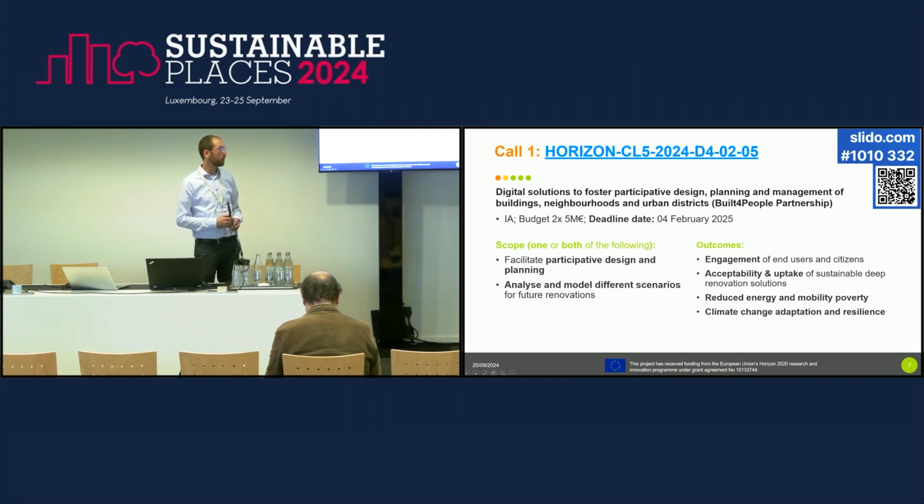should be engagement of the end users and citizens, acceptability and uptake, very important. So we talked about lots of barriers that are there. So how can we make sure that that acceptability and uptake is large? Reduced energy and mobility poverty, which means that we might want to translate from where we are now in maybe high-end commercial applications to other applications where if we talk about energy poverty, we would have maybe social housing or somewhere in between. Could be different, but it's something to keep in mind. And then, of course, climate adaptation and resilience.